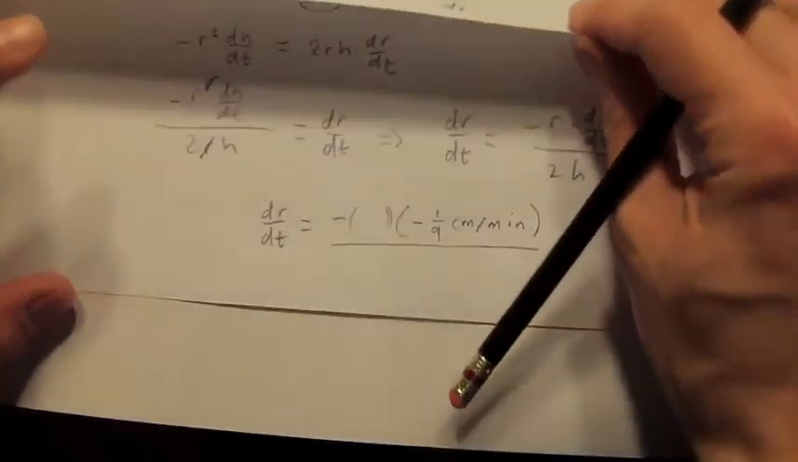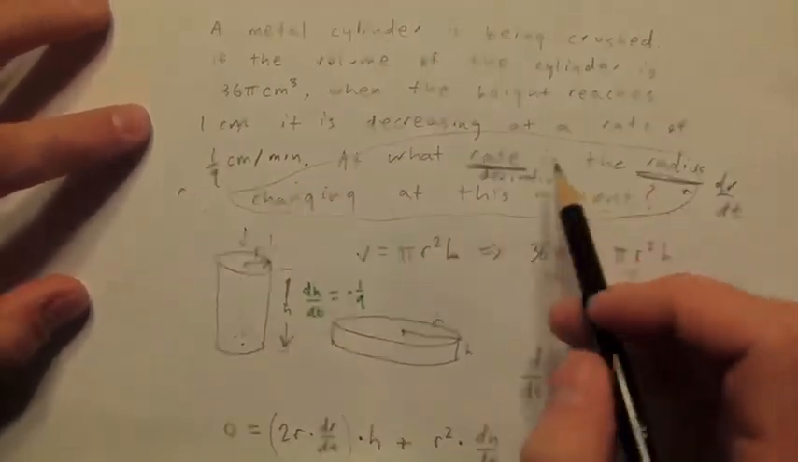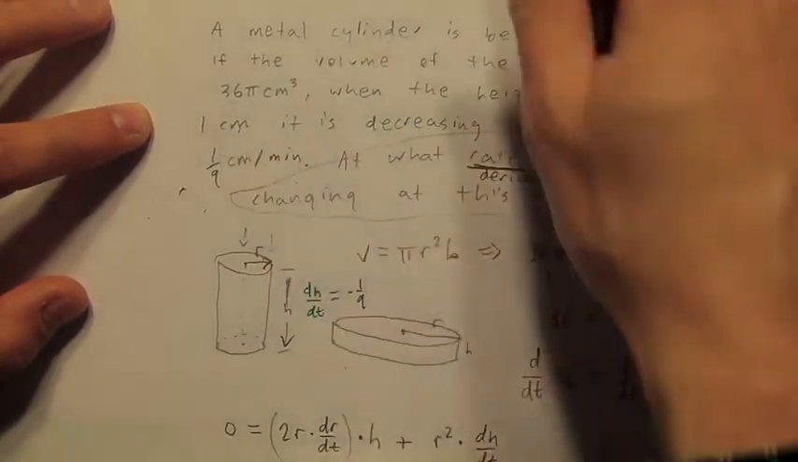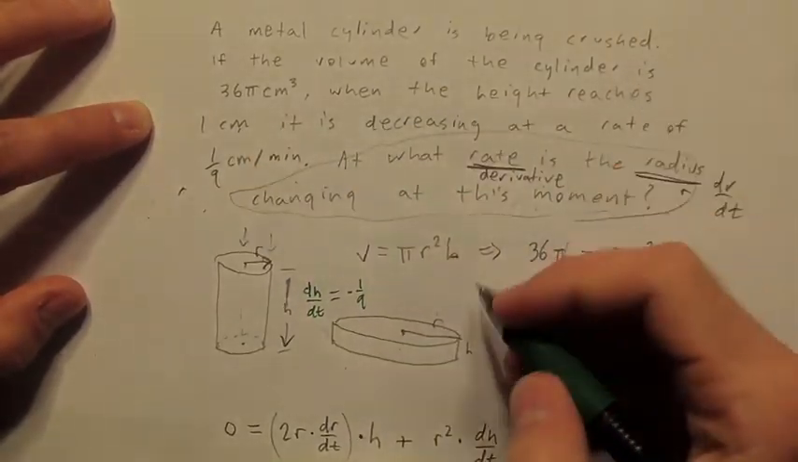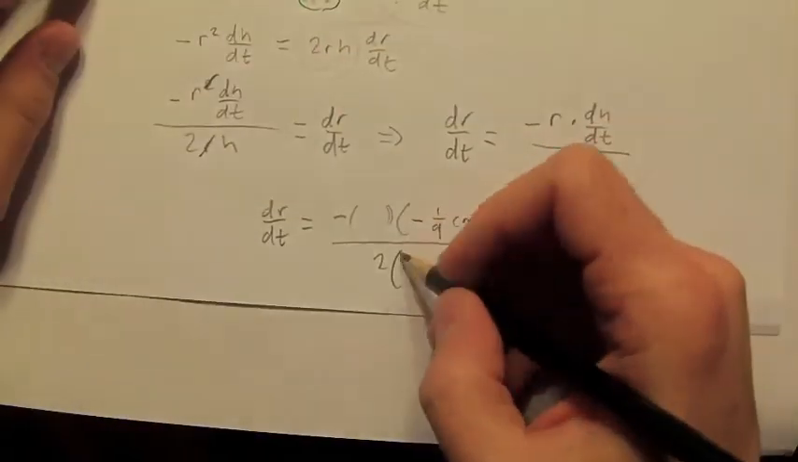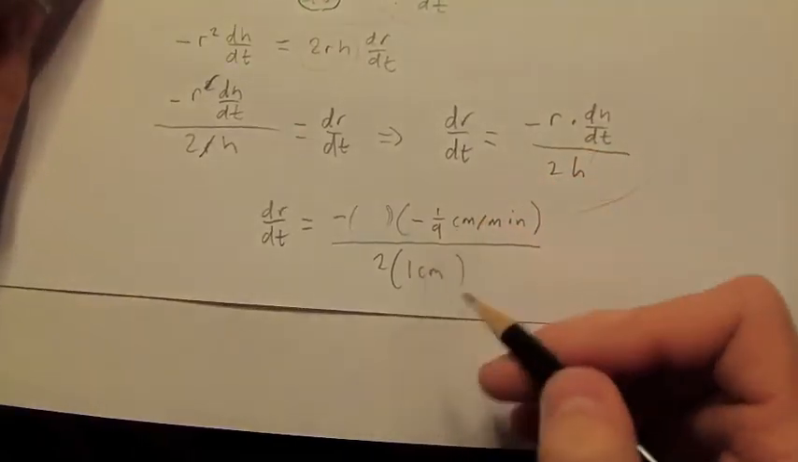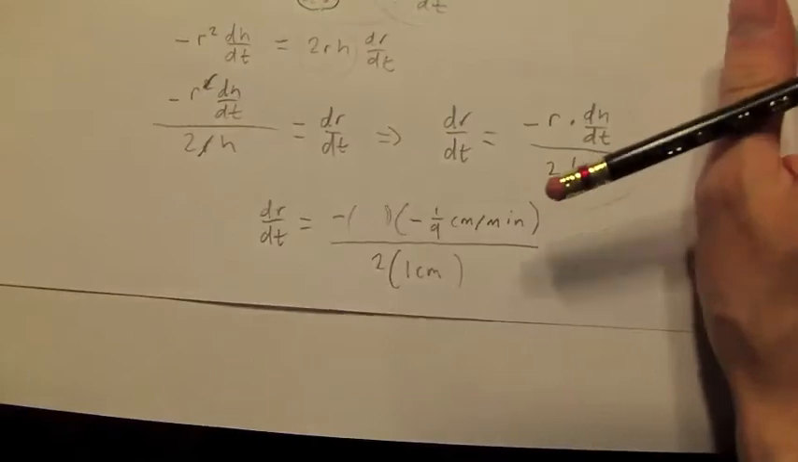Now, we have 2 times h, and h we're given at this moment, right? We're told that the height reaches 1 centimeter, so the height at this moment is 1 centimeter. So I'll go ahead and plug that in. And we have some of these centimeters canceling, but I'll say more about that in a second.